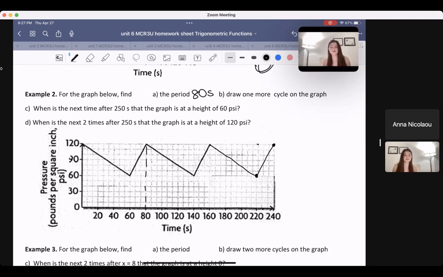The key thing here is just make sure that it's exactly the same as the other cycles on the graph, and then it should be good to go. That's really the only requirement there.